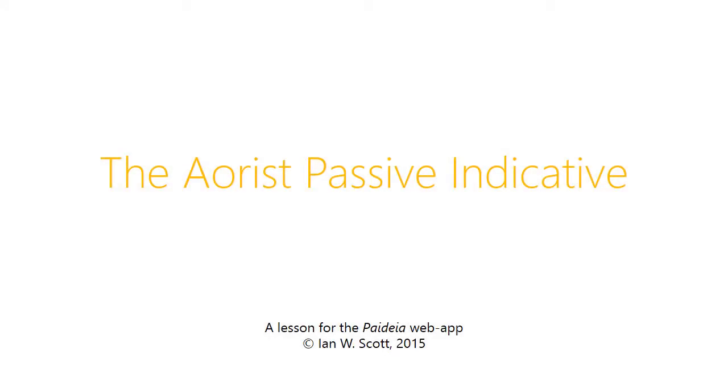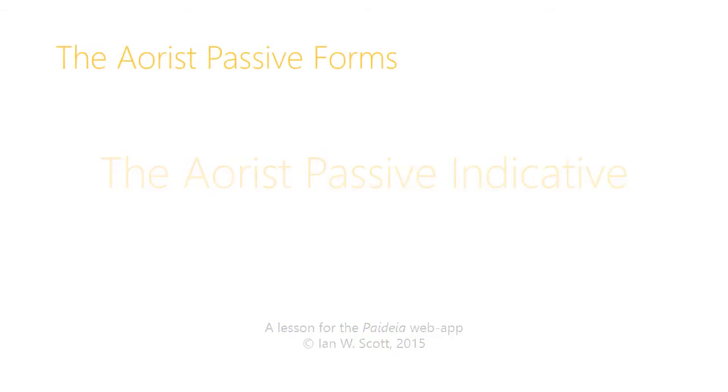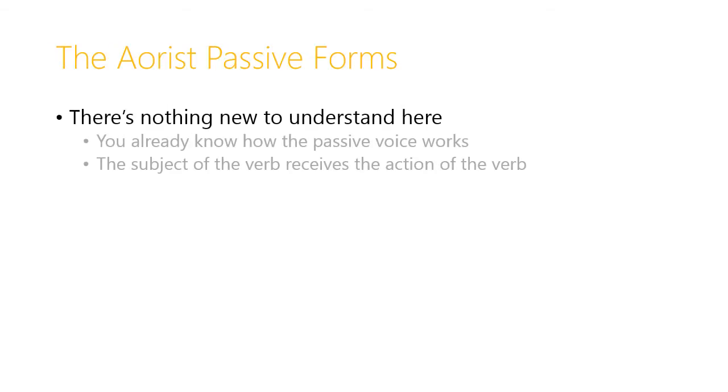Welcome to our lesson on the aorist passive indicative verb. The aorist passive forms are really all we need to worry about here, because there's nothing new to understand about the meaning or the use of aorist passive verbs. You already know how the passive voice works, and the subject of the verb here again is what receives the action of the verb, just as in the present tense.